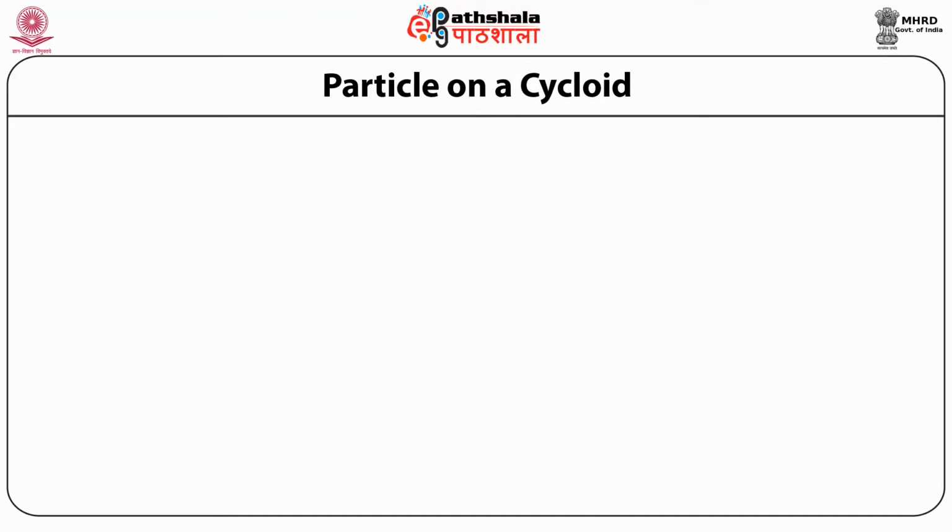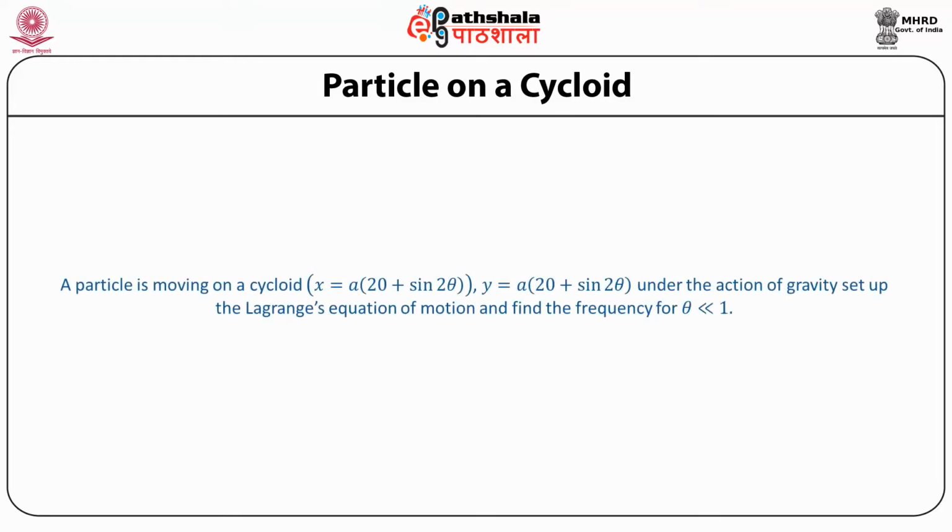As a final example, we consider the motion of a particle on a cycloid. Let a particle of mass m be moving on a cycloid, which is a curve whose parametric equation is given by x = a(2θ + sin 2θ) and y = a(1 − cos 2θ). The particle is moving under the action of gravity, and we have to set up the Lagrangian equation of motion and try to solve the equations of motion, at least for small oscillations.